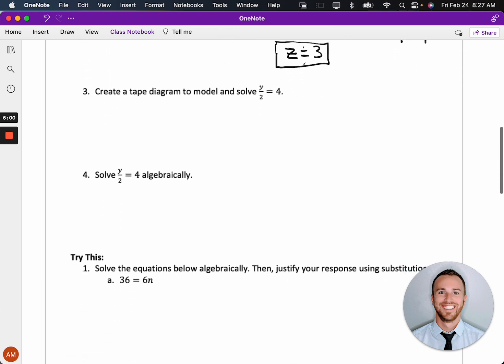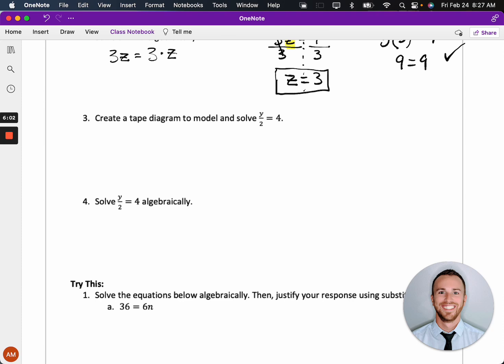All right, now let's take a look at number 3. So this one, we're doing the same thing, right? We're creating a tape diagram to represent, model, and solve this equation. It's going to be really similar. This y divided by 2, remember, a fraction is a division problem. We say that all the time. A fraction is a division problem. So we see y divided by 2 equals 4.